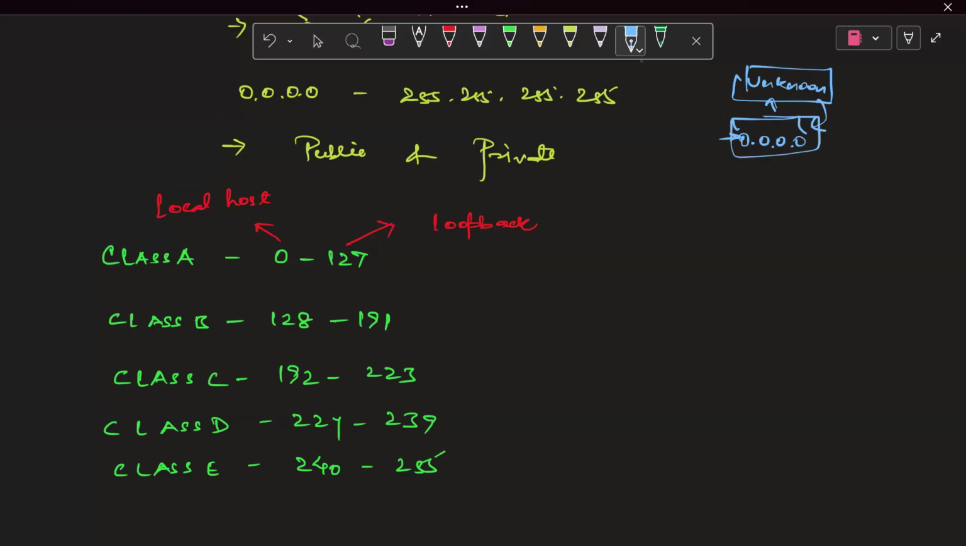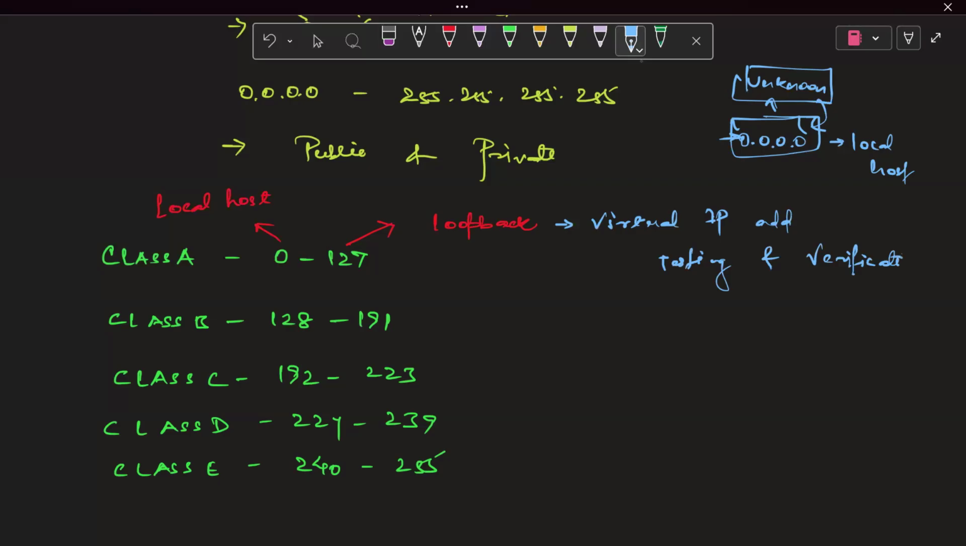That's why this 0 is reserved for local host, and we don't assign it to the end devices or any devices. That's why we say it is reserved, right? Whereas what is this loopback IP address? We can say this is like a virtual IP address that is used for testing purposes and verification purposes, right?